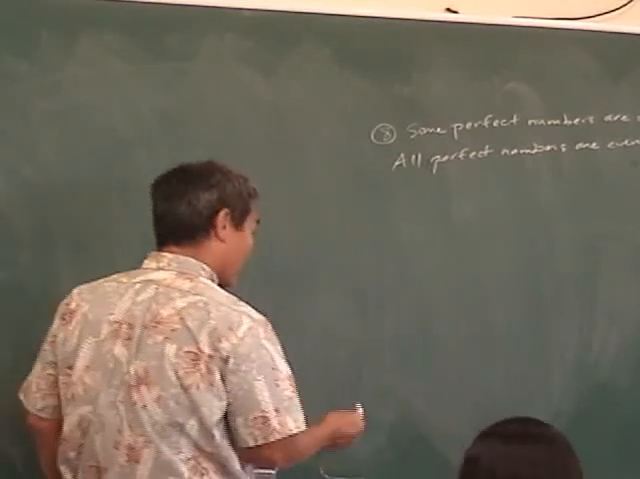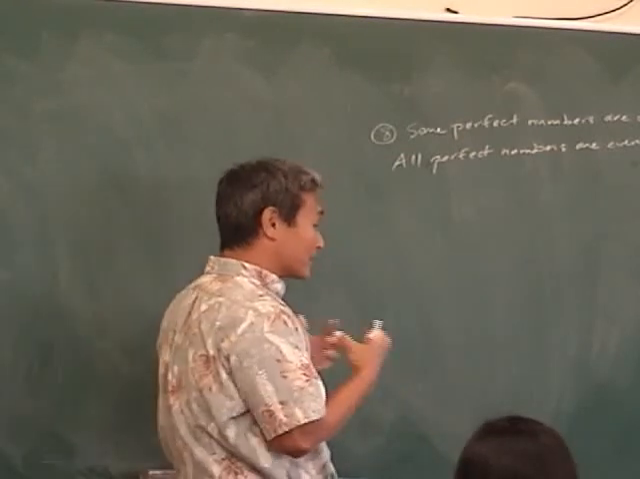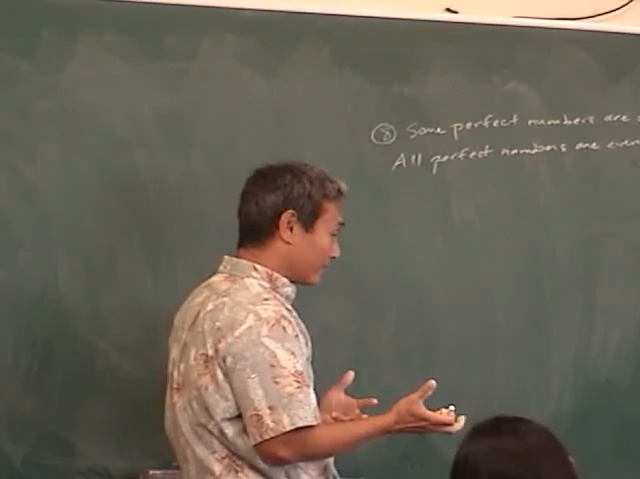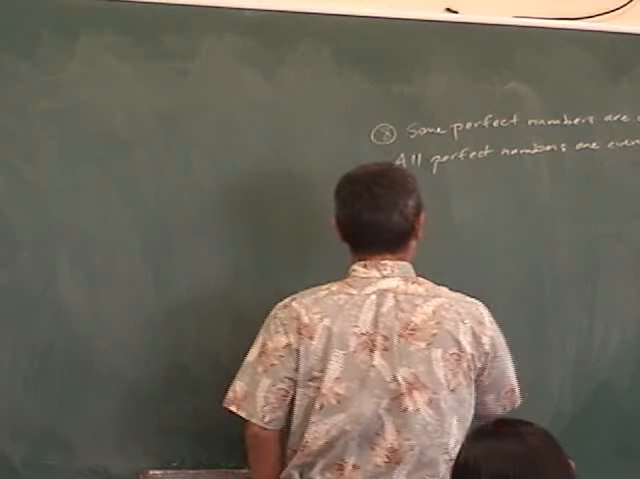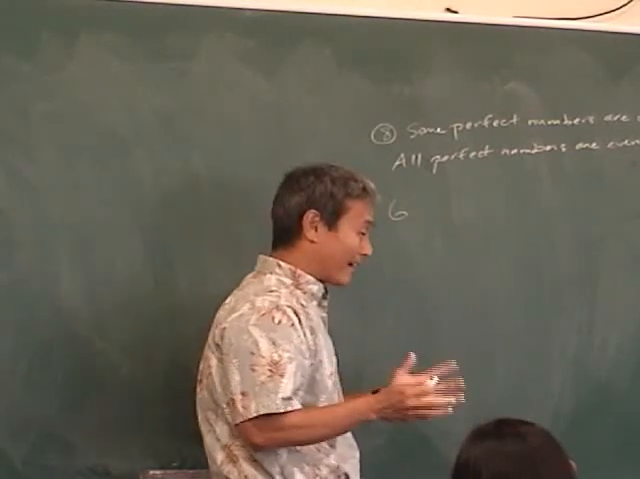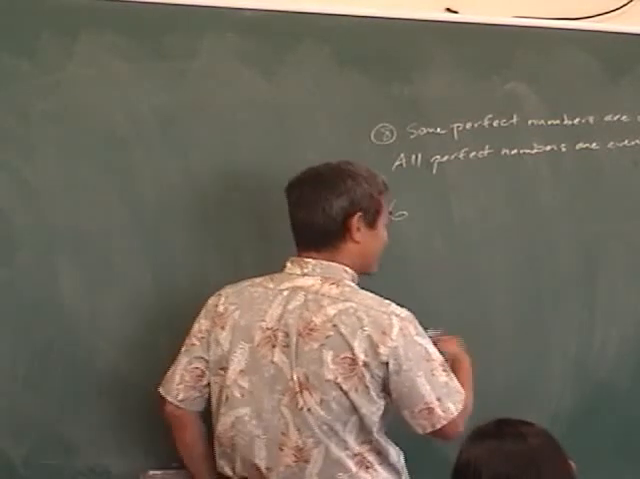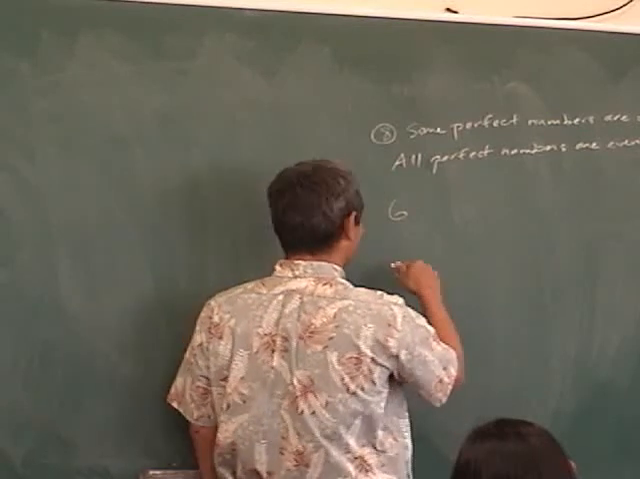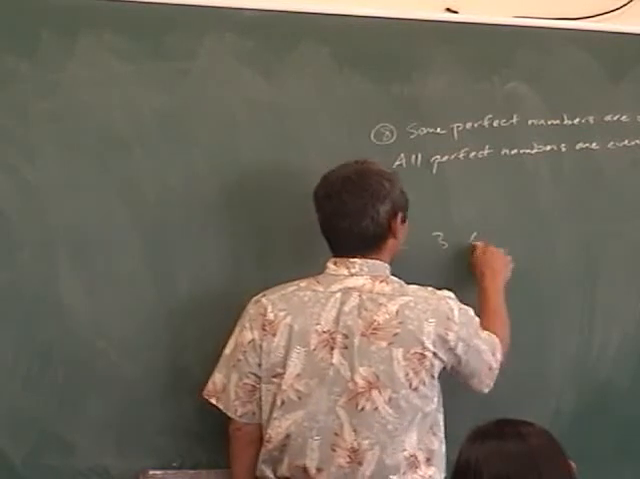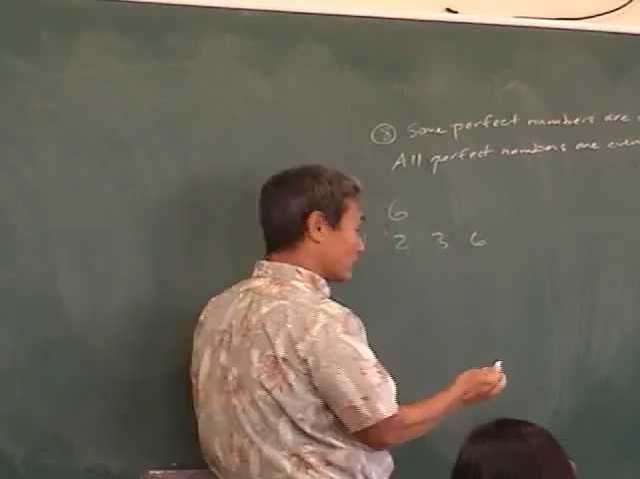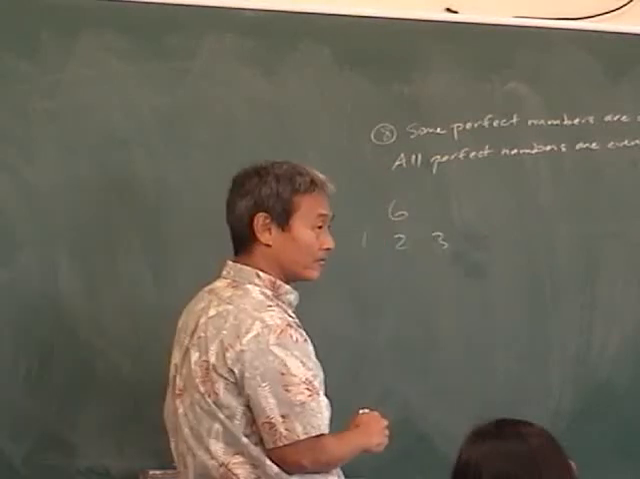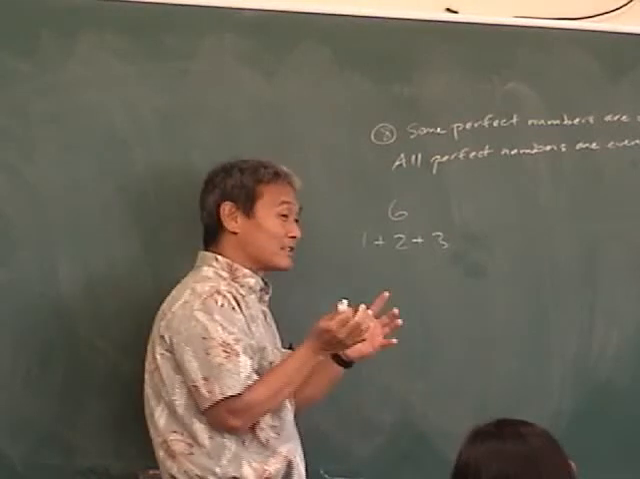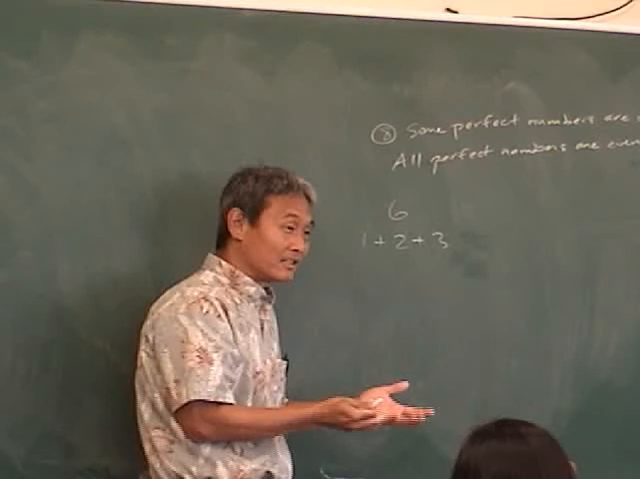Okay, a perfect number is a number where the sum of its proper divisors adds up to itself. The smallest perfect number we know of is 6. Now, what are the factors of 6? Or divisors, factors, anything. 1, 2, 3, and 6, right? Proper divisors means it doesn't include itself. Now, if I add up these numbers, it comes out to 6. That's why it's perfect. It adds up to itself.